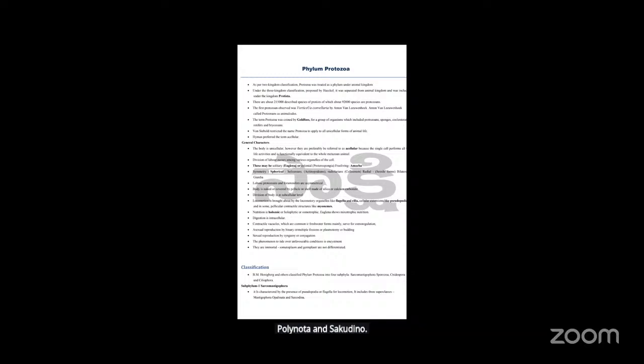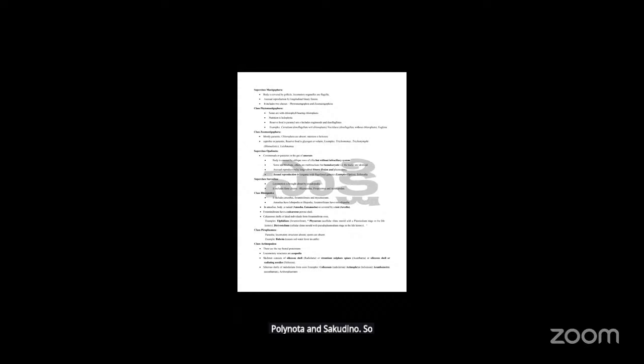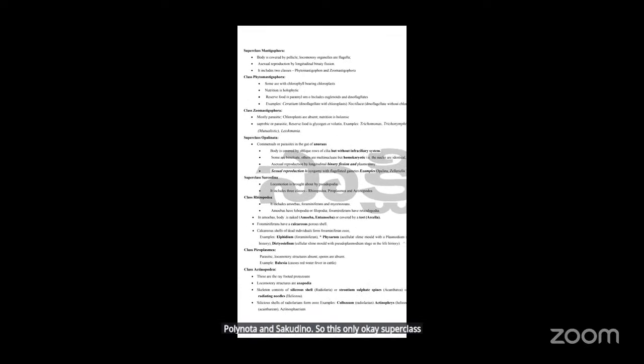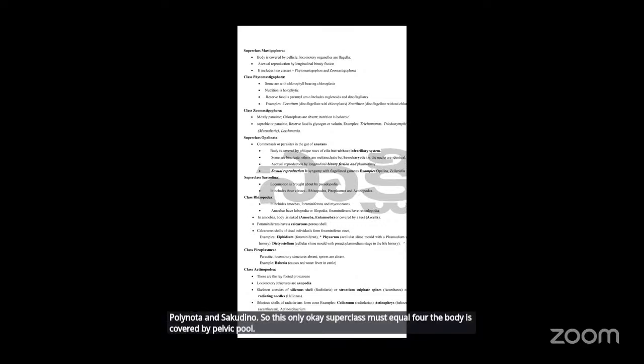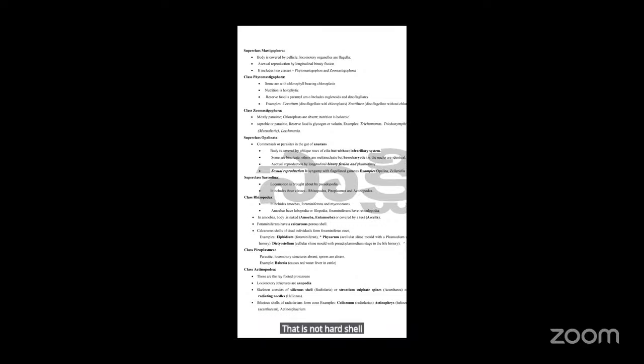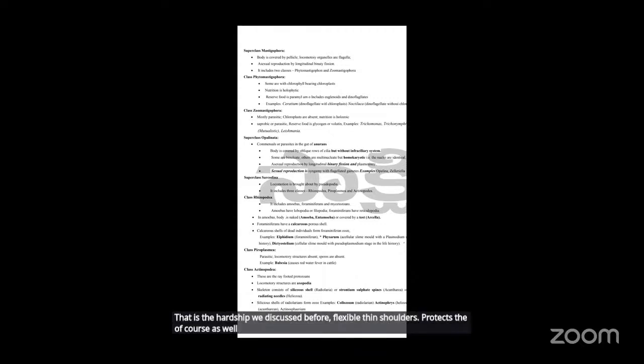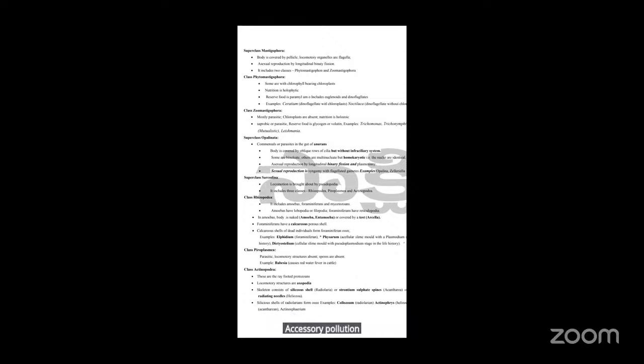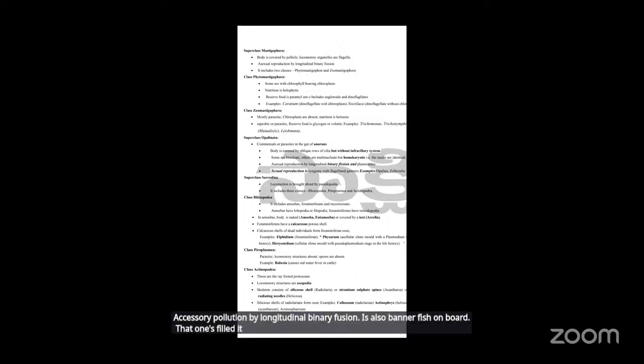Okay, let's go. Superclass Mastigophora. The body is covered by pellicle. That is that hard shell we discussed before, a flexible, thin shell that protects the protozoa. And its locomotory organelles are flagella. This one is strictly flagella, used to move around. Asexual reproduction is by longitudinal binary fission, which is also binary fission, but that longitudinal just shows us how it is divided.